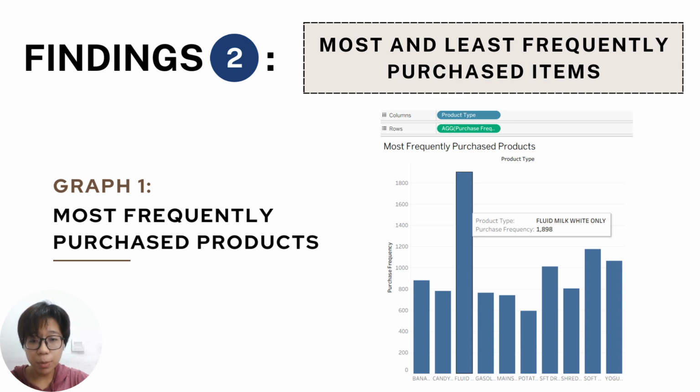Next, we analyze product purchase patterns using the transaction and products datasets to understand which items were purchased most and least frequently. Graph 1 shows the most frequently purchased products. It highlights the top 10 products by purchase frequency. From this graph, fluid milk white only recorded the highest number of purchases, with 1898 purchases, indicating that it is a highly popular and frequently demanded product among households.